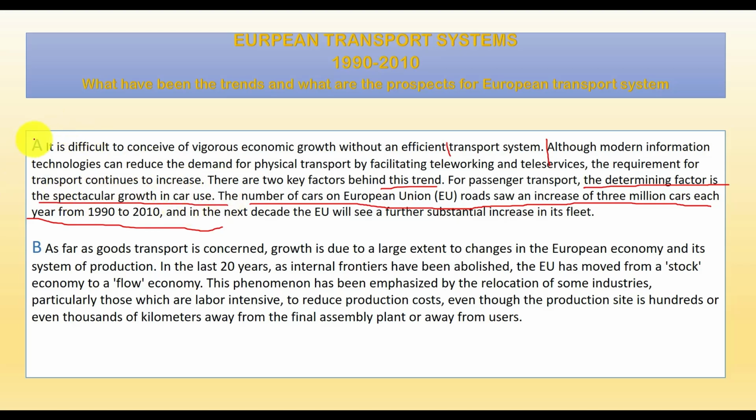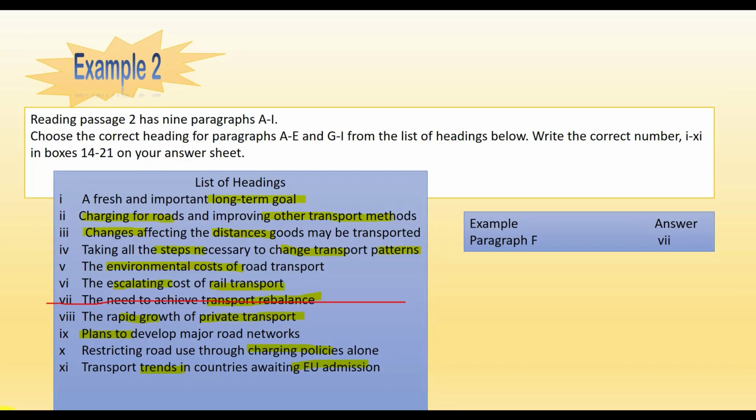This paragraph is also not a long paragraph. Now I should check EU and also the car use. Okay, now let's go back to our options. Transport trends in countries awaiting EU admission. And also restricting road use through charging policies. It has nothing to do with our paragraph.